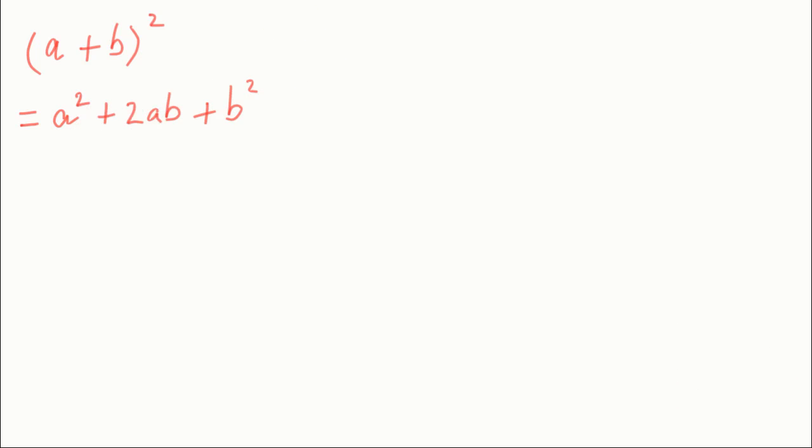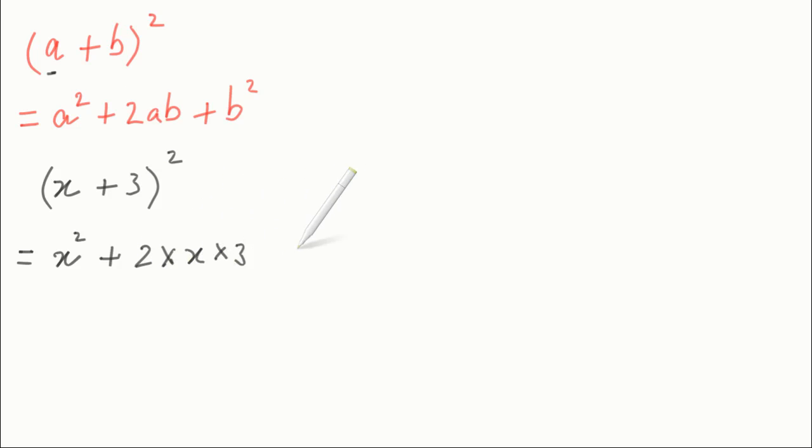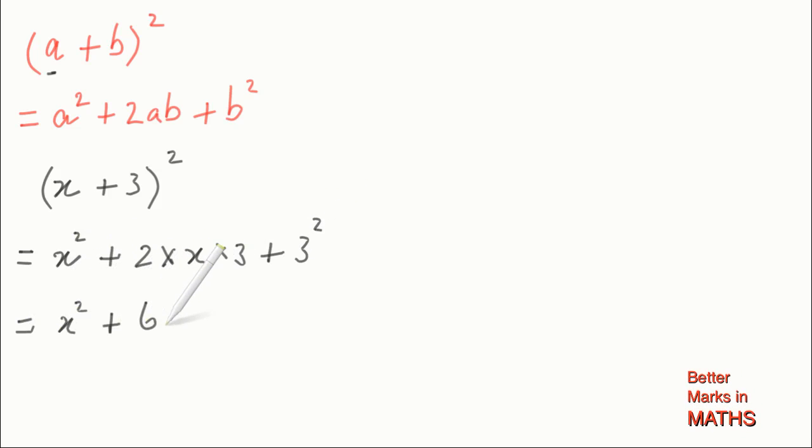Using that formula to expand x plus 3 all squared, you get x squared, x being the a in the formula, and b being the 3. So following the formula, the next part would be 2 times x times 3 plus 3 squared, and that would equal x squared plus 6x plus 9.